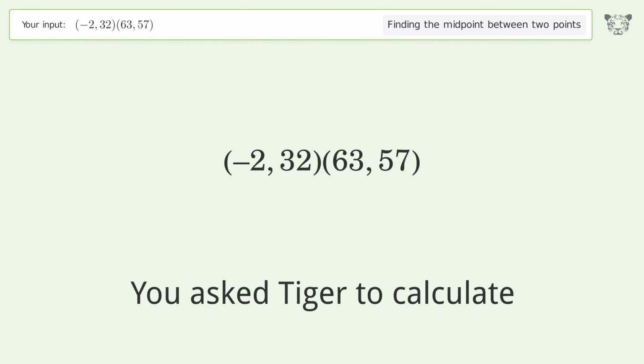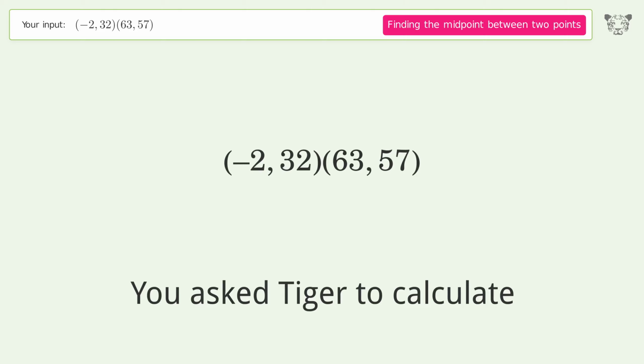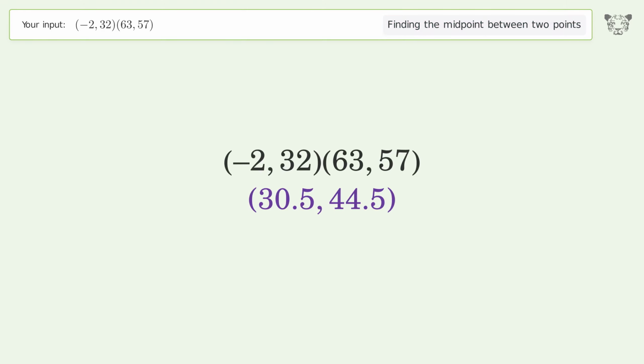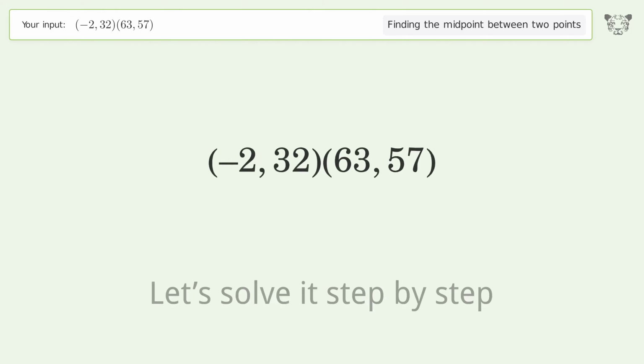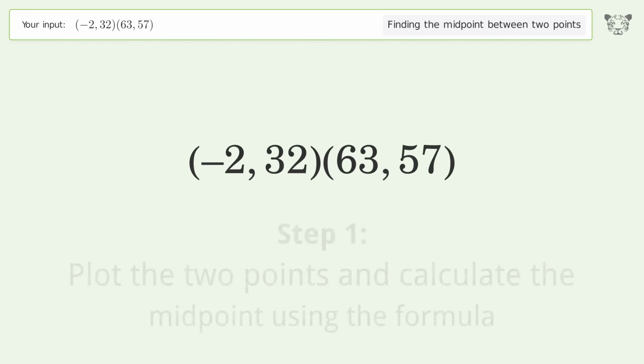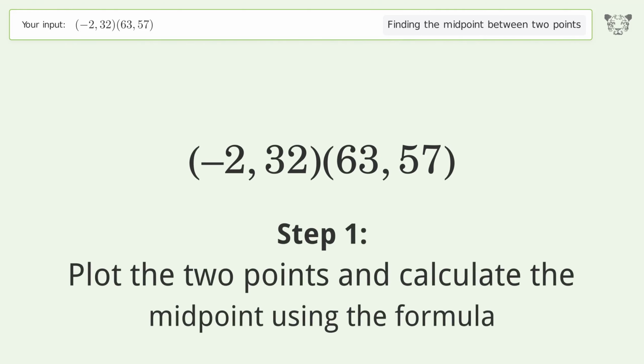You ask Tiger to calculate. This deals with finding the midpoint between 2 points. The midpoint between the 2 points is 30.5, 44.5. Let's solve it step by step. Plot the 2 points and calculate the midpoint using the formula.